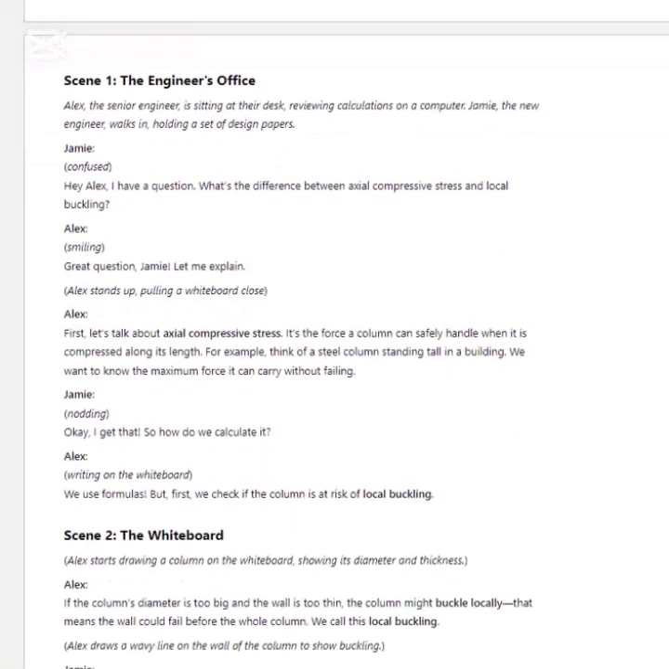Let's have one more group discussion with engineers. Hey Alex, I have a question. What's the difference between axial compressive stress and local buckling? These are two different things. Let me explain. First, let's talk about the axial compressive stress. It's the force the column can safely handle when it's compressed all along its length. For example, think of a steel column standing tall in a building. We want to know the maximum force it can carry without failing.